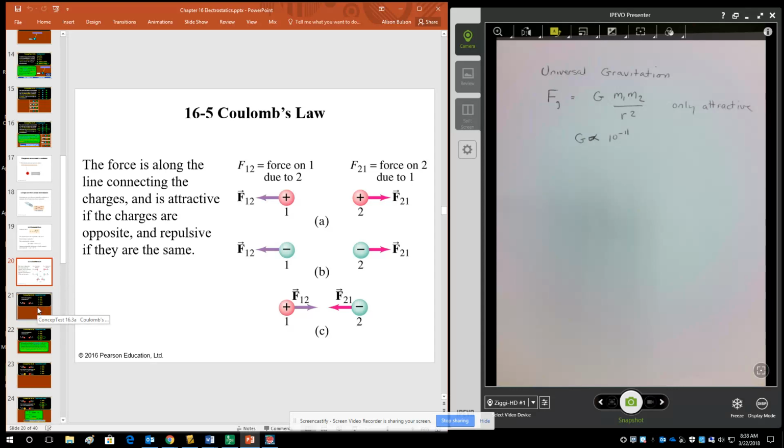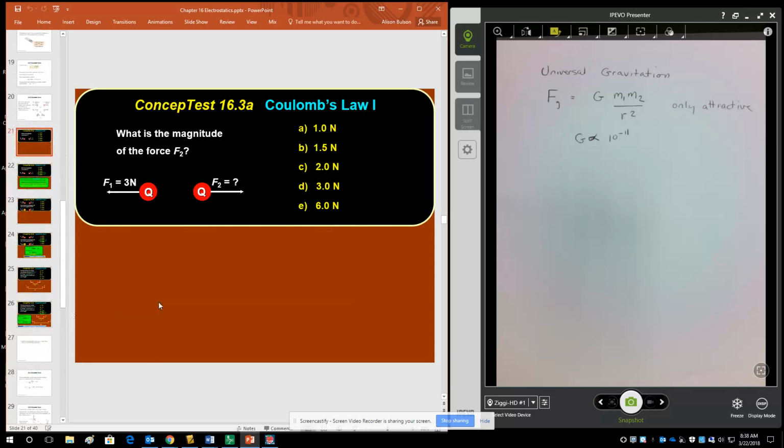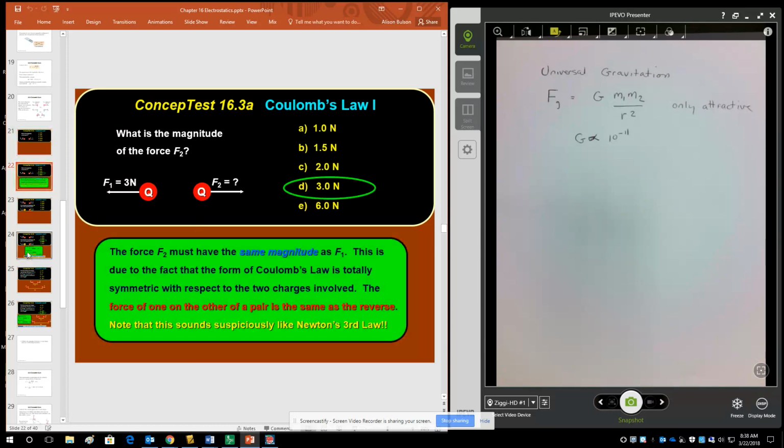So let's try some ideas about Coulomb's law. What is the magnitude of force F2? I hope you answered D. If we know F1 is 3 newtons and that force is due to the repulsion of these two charges, we must conclude that F2 is also 3 newtons. This is a third law action-reaction pair.